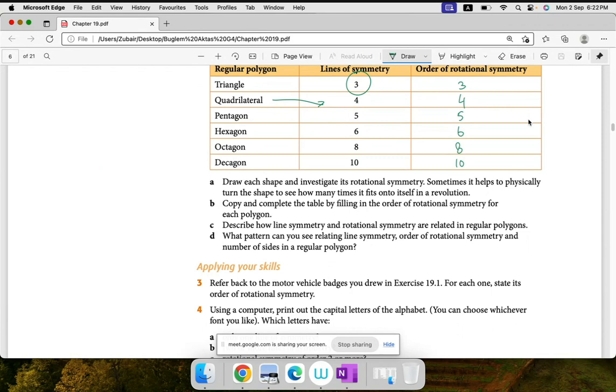Describe how the line of symmetry and rotational symmetry are related in regular polygons. They're equal. Line of symmetry and order of rotation are equal in regular polygons. Part D says, what pattern can you see relating line of symmetry, order of rotation, and number of sides in a regular polygon? Actually, all are equal.